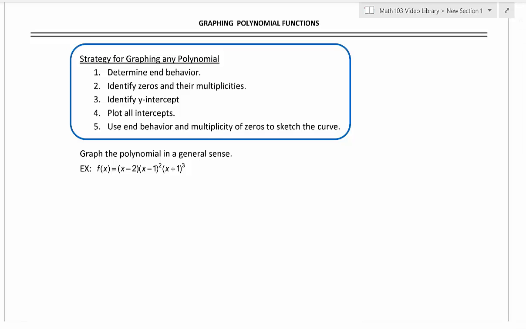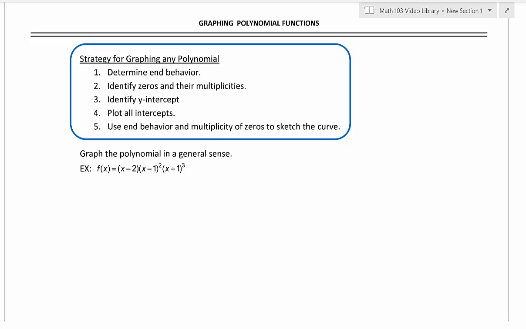In this video, we'll be graphing polynomial functions. Our strategy for graphing polynomial functions, we want to start by determining the end behavior. We'll use the degree of the polynomial and the sign of the leading coefficient to determine the end behavior.